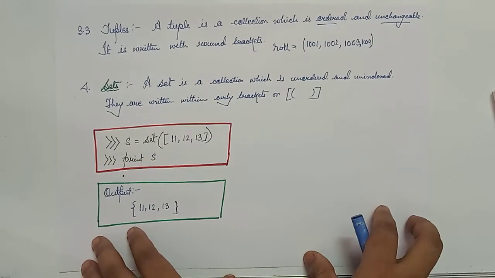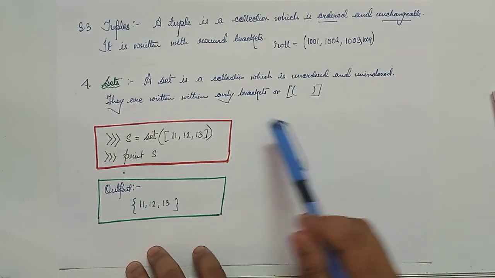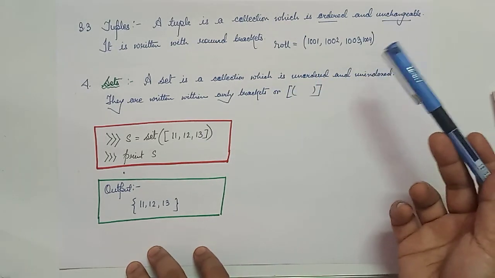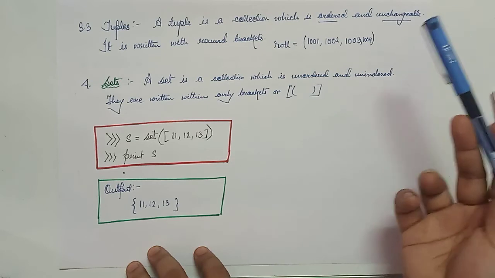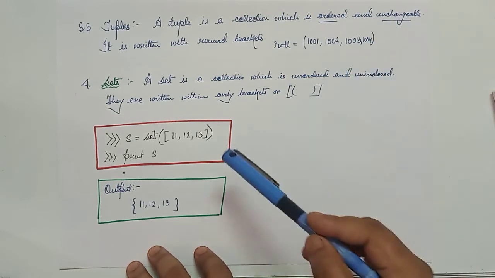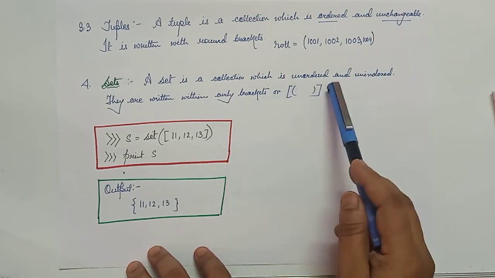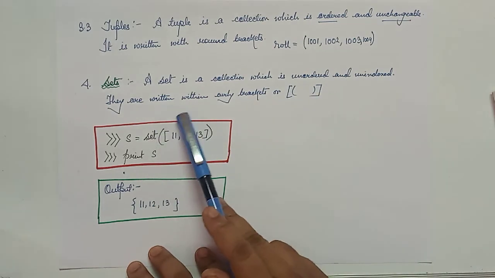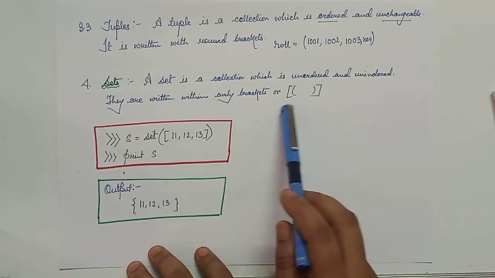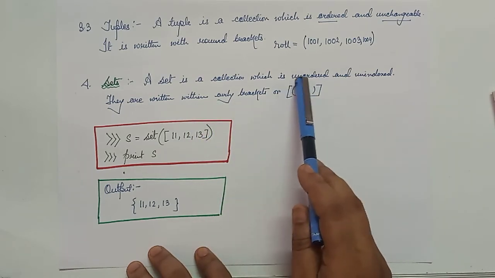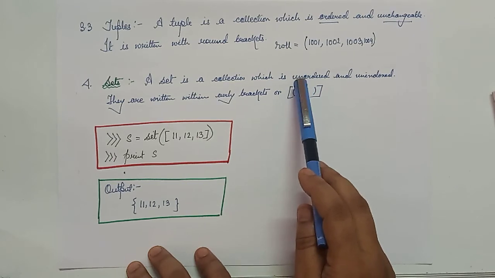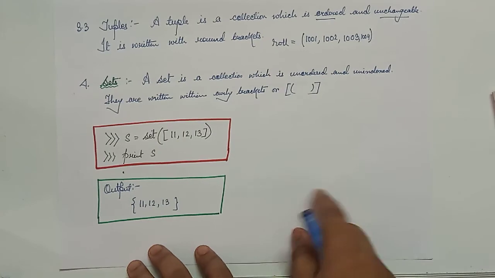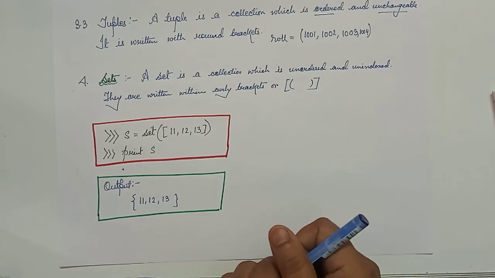Next, let's talk about sets. What is a set? A set is a collection which is unordered. Previously the list we have seen was ordered and indexed, and when we talk about a set, it is a collection which is unordered and unindexed. No indexing is done. They are written within curly brackets, or we can write it like this: we start with the square bracket, then round bracket, then close accordingly. Let me show you an example. It's a very simple example.